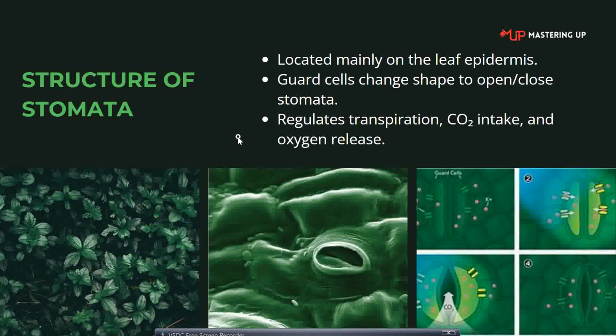I'm drawing it here. Okay, we have stomata. We have two guard cells surrounded by subsidiary cells. So first let's make two guard cells. Here we have two guard cells. Okay, two guard cells are present, and then surrounding these guard cells, subsidiary cells are present.